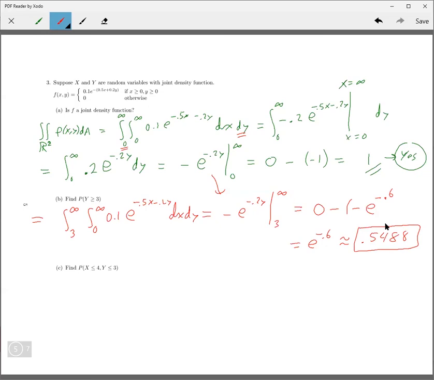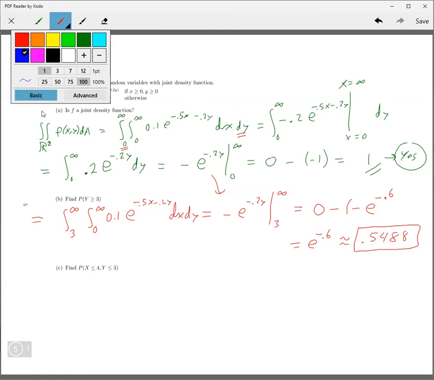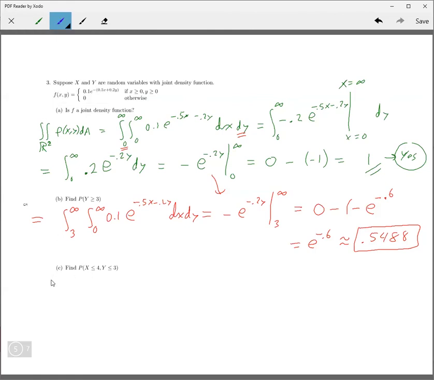Okay, so that's the answer to part B, 0.5488. Okay, part C. This one, you have x less than or equal to 4 or y less than or equal to 4. So what's going to happen there is you're going to go from 0 to 4, and then y is going to go from 0 to 3. But you'll have the same thing.